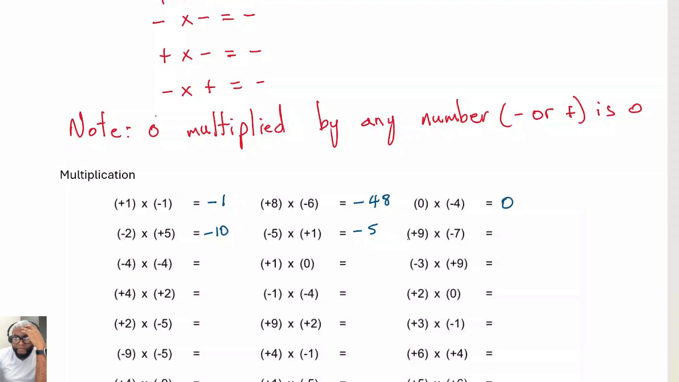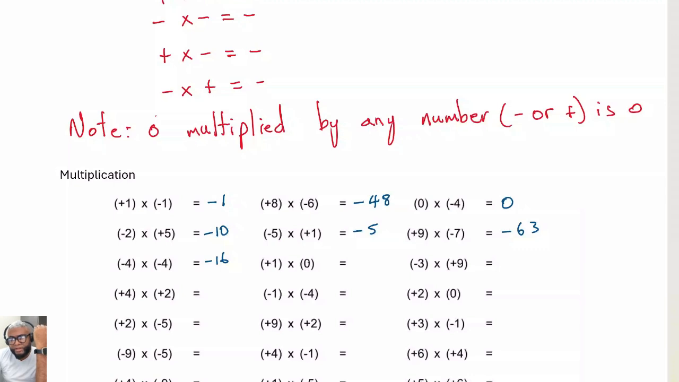Gabriel, positive 9 multiplied by -7. A positive multiplied by a negative is a negative, and then just multiply 9 by 7. 7 nines, 63, sir. Next, Makai, -4 multiplied by -4. -16, sir.